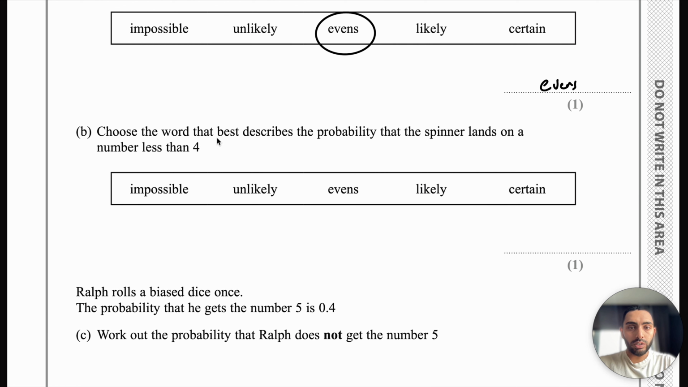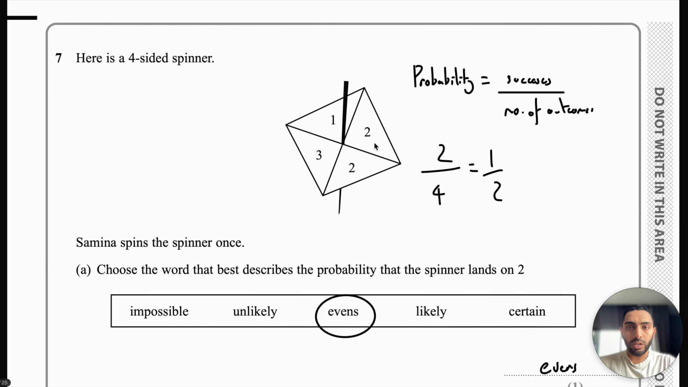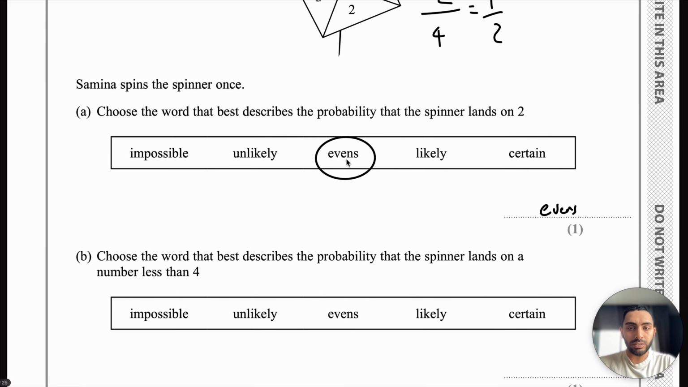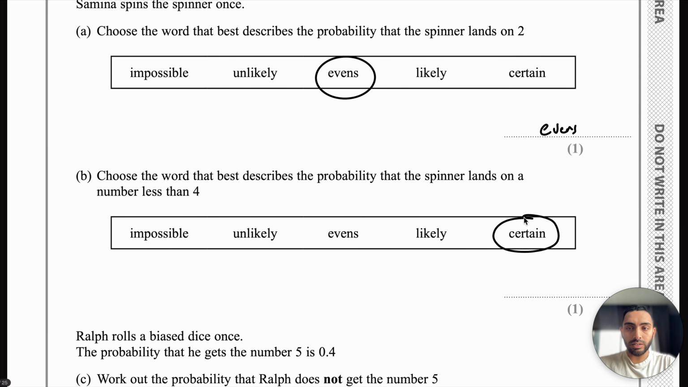Part B, choose the word that best describes the probability that the spinner lands on a number less than 4. So how many numbers are less than 4? All of them are less than 4, so it's guaranteed to happen. It's definitely going to happen. So this one would be certain. It'd have a 1 chance of happening, so that's certain.